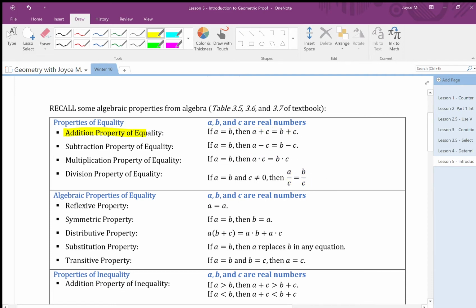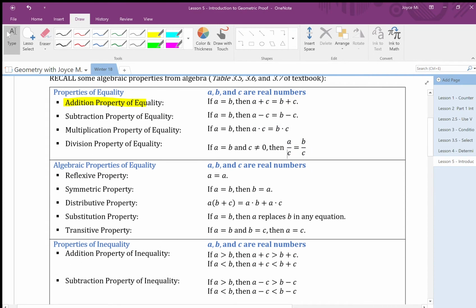Now let's look at the next big section, which is general properties of equality. The reflexive property says A equals A, a number equals itself, or an angle equals itself. The symmetric property: if A equals B, then B equals A. For example, 3 equals 4, 4 equals 3. You can reverse the order. Then there's the distributive property, where we distribute across both sides and so forth.